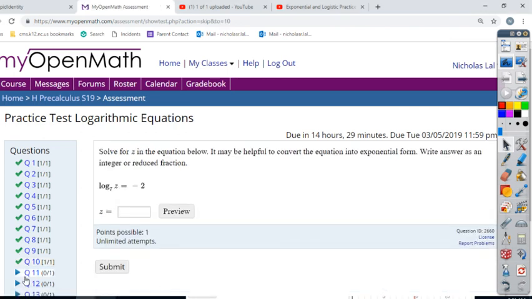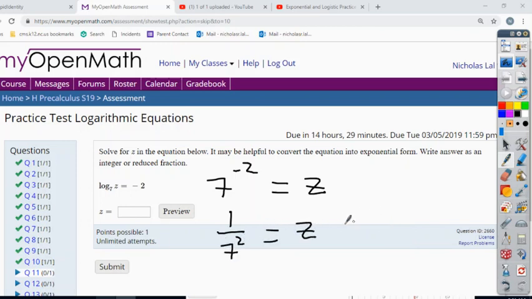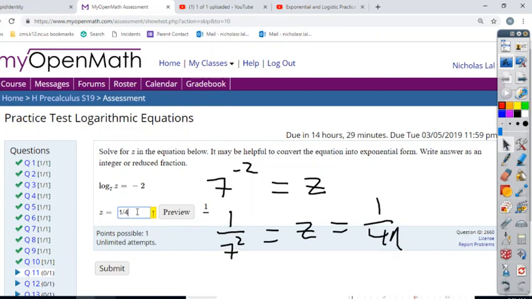Question 11. All right. Log base 7 of z is equal to -2. 7 to the -2 is equal to z. So 1 over 7 squared is equal to z. So z is equal to 1 over 49. 1 over 49. My fault.